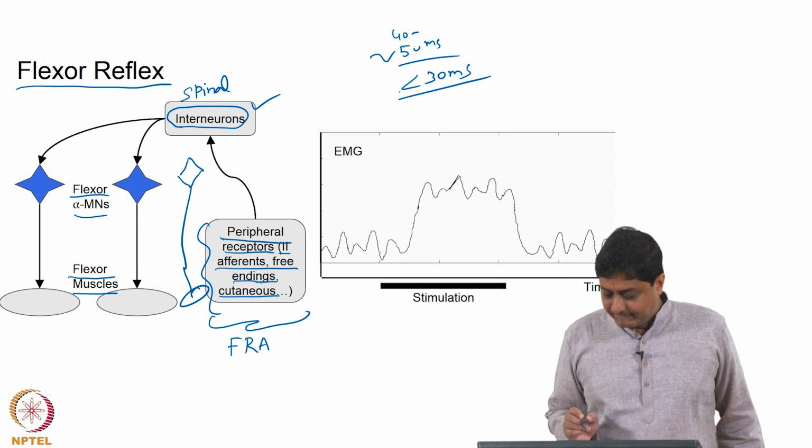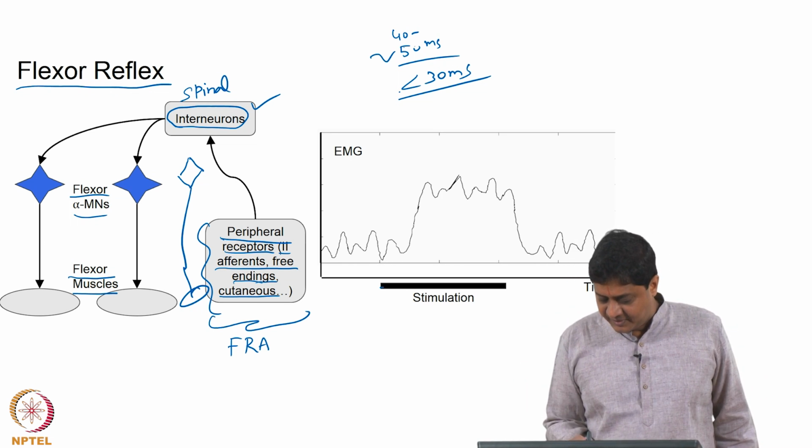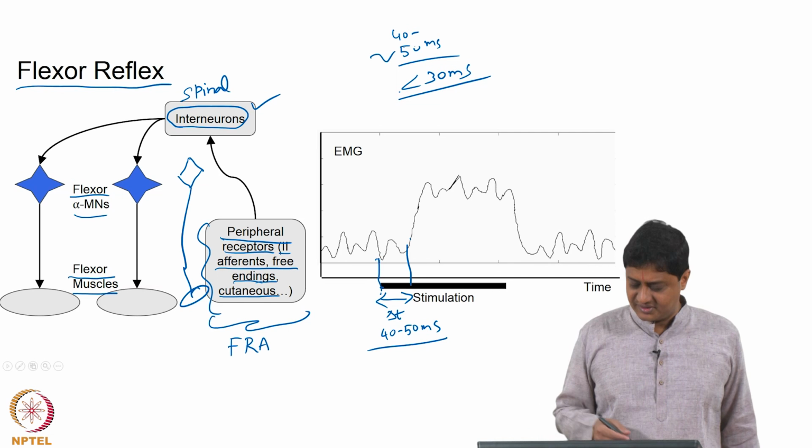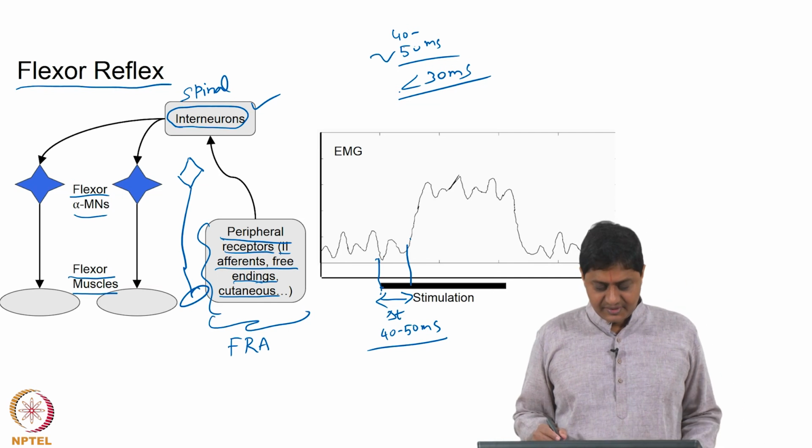Now let us say that the stimulation is happening at approximately that time, right, and the response starts at approximately that time. So, now that is the delay. This delta t is what I said is about 40 to 50 milliseconds, may change depending on case to case basis. Typically this is what happens.